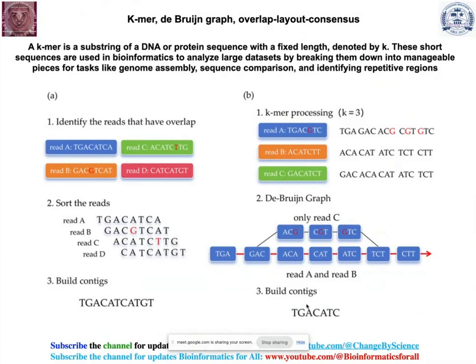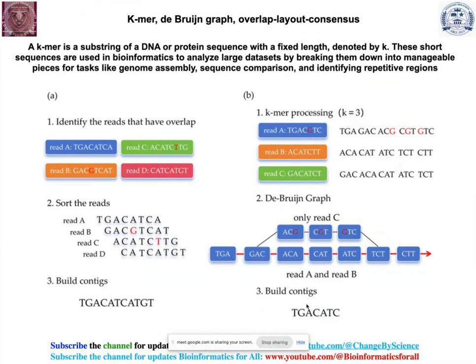Here, figure A is showing, in step 1, identify the reads that have overlap. And here you can see what the reads look like. And then you go for sorting the reads, read A, read B, C, and D. Then you go for building the contig. In the third step of figure A, you can see the contig built from the reads.